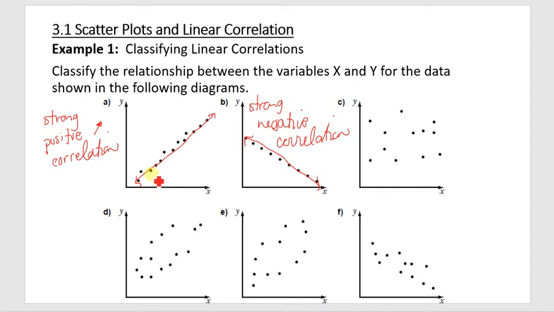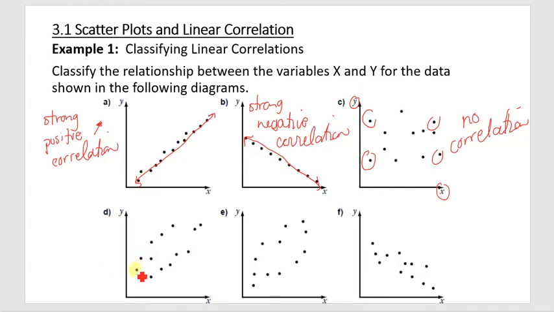Okay, and when we talk about strong, we talk about how closely these points are clustered around that line of best fit. So if you take a look at A and B, they're almost perfect lines. Okay, C, these points to me are everywhere. They're in the top left, bottom left, top right, bottom right. I'm going to go ahead and say no correlation. So however you manipulate x, the y itself is just going to be everywhere.